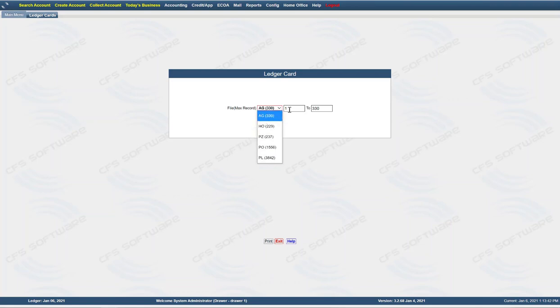So if you want to print out a ledger card, say for instance, alphabetically A through G, there's 330. Well, for demo purposes to explain ledger card, I'm not going to generate that many. It might take a little bit of time. So I'm going to go ahead and just generate, say, maybe three.